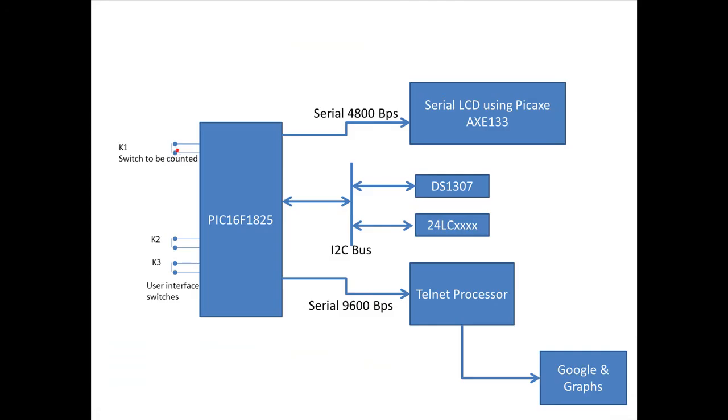So it just took a K1 switch count. It took it down the serial line to the Telnet processor written in Perl, and then popped that off to Google Graphs. The graph itself is quite sophisticated and works very well. But essentially, this is why I fixed the I2C bus, because I wanted to replace my current meter monitor and put some greater interface on it.